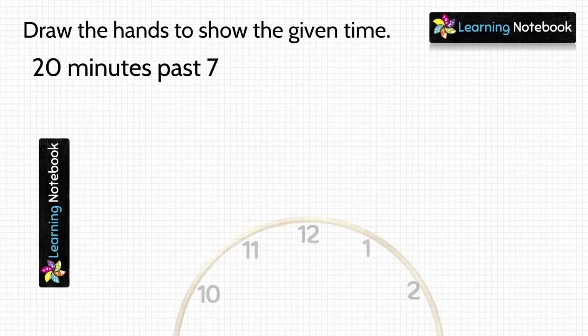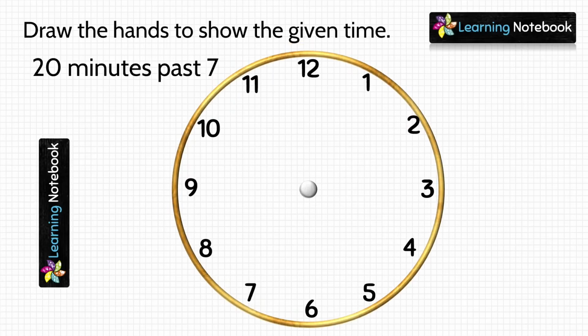Now let's do some different questions. Draw the hands to show the given time. Here students, we are given the time and we have to draw the hands to show this given time. The time is given as 20 minutes past 7. We can also read this time as 7:20. So now let's draw the hands.